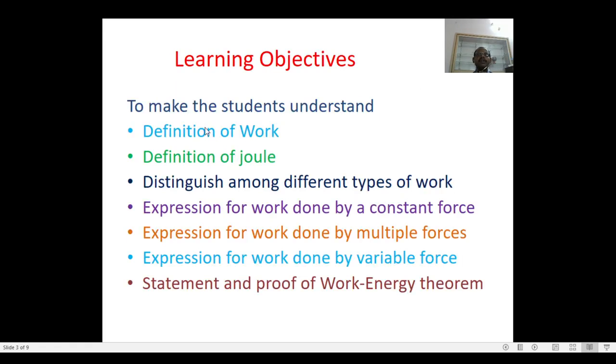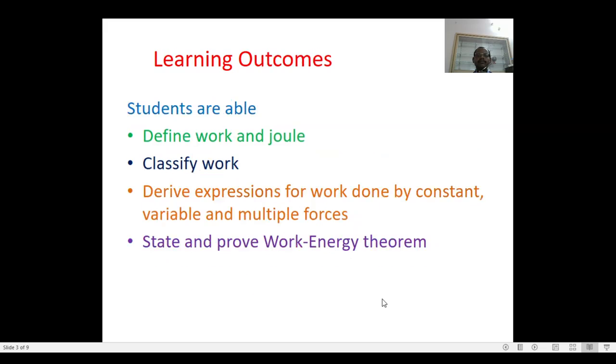Learning objectives: to make the students understand the definition of work, the definition of the unit of work joule, distinguish among different types of work, expression for work done by a constant force, expression for work done by multiple forces, expression for work done by variable force, statement and proof of work energy theorem.